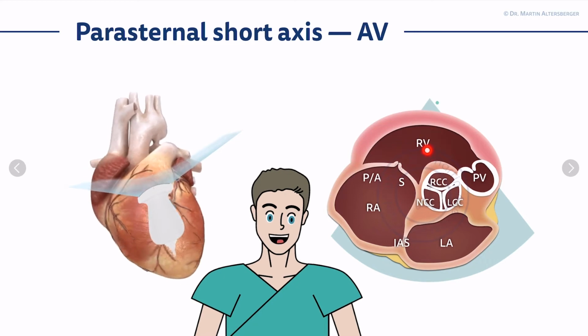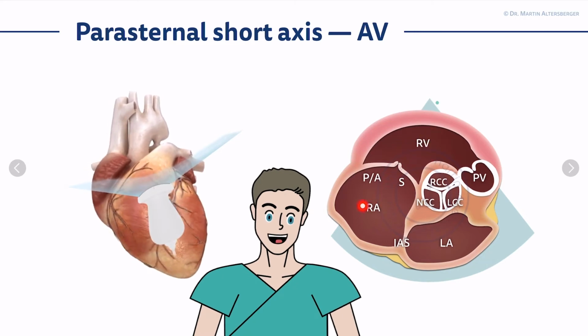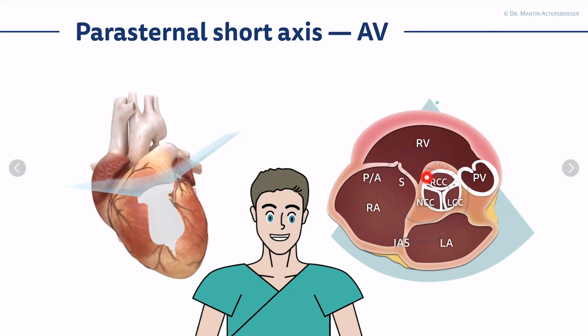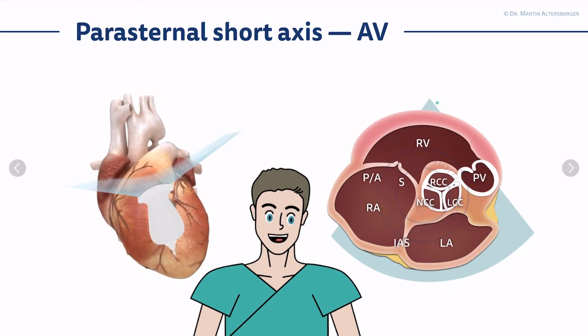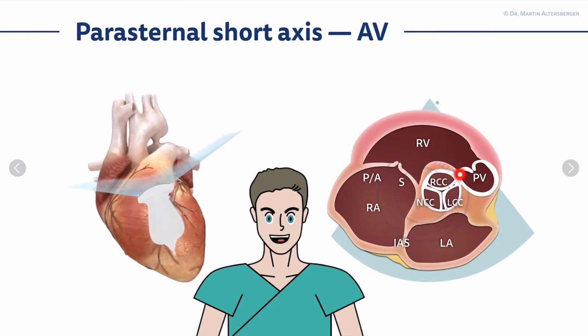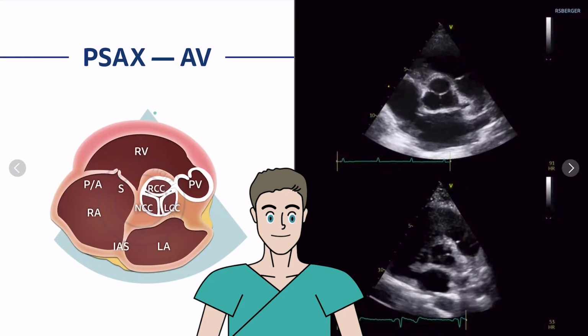There are more structures you can differentiate. Mentioned already the right ventricle. This is the right atrium, the left atrium, the interatrial septum in between. The tricuspid valve, we will talk about it shortly, because the tricuspid valve is a very important structure in the parasternal short axis views, and the pulmonic valve, and here even parts of the pulmonic trunk.